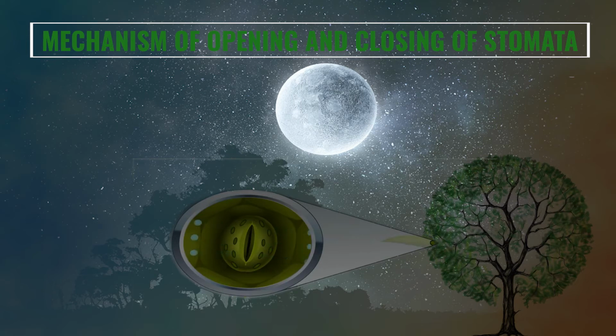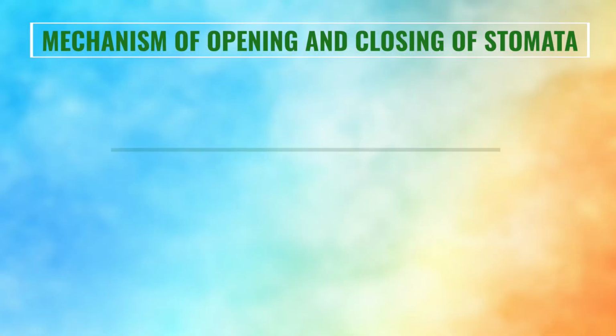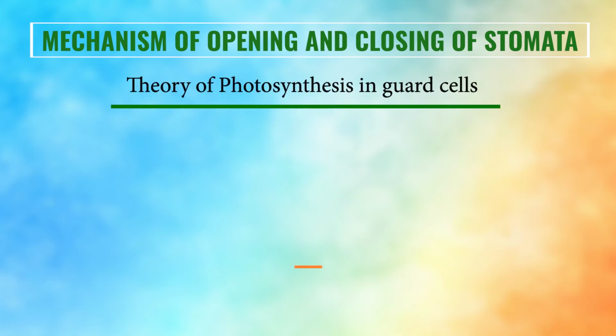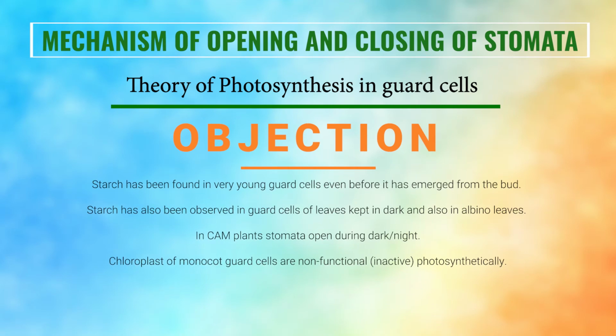Instead, the water removes from the guard cell and enters into surrounding cell. As a result, the stomata closes. But the theory has lots of objections. First, starch has been found in very young guard cell even before it has emerged from the bud.